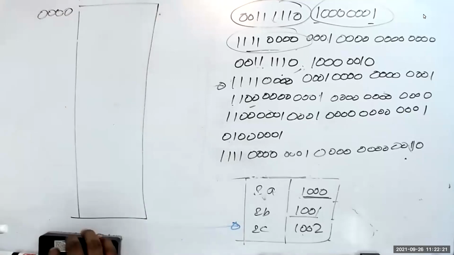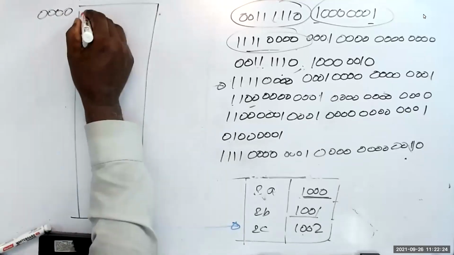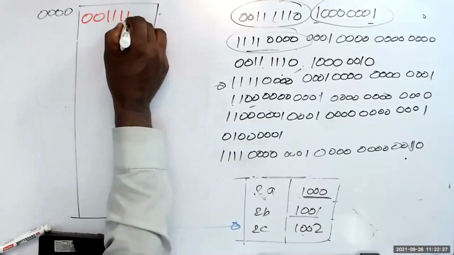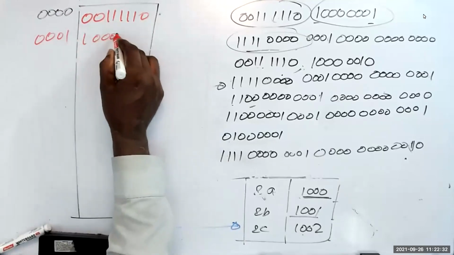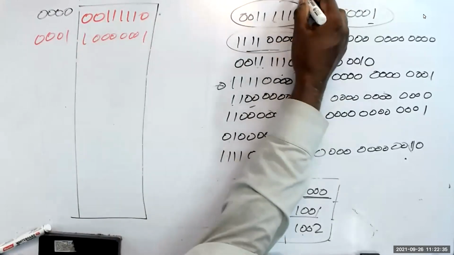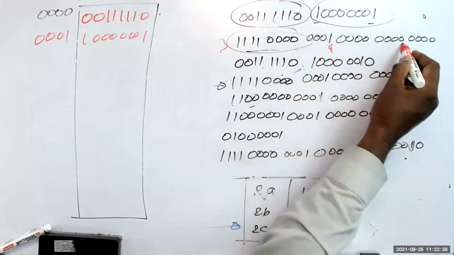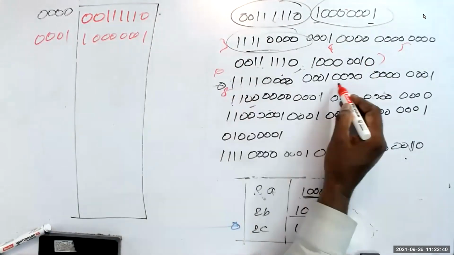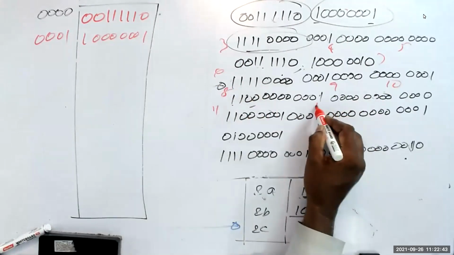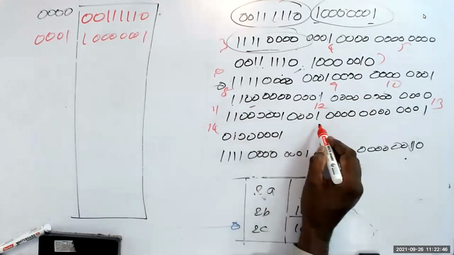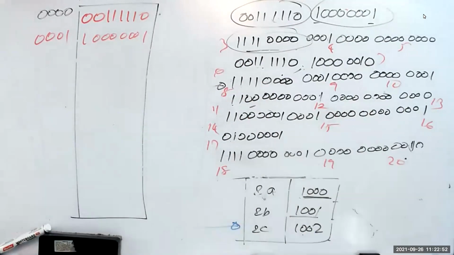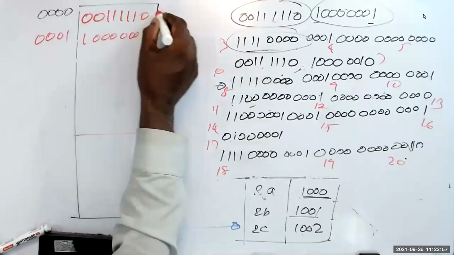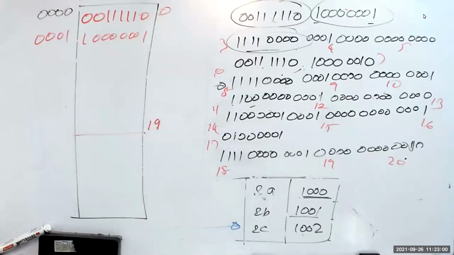So what I stored in 000 is this: 00111110. Then 0001, and I store 10000001. The second one, 3, 4, 5, 6, 7, 8, 9, 10, 11, 12, 13, 14, 15, 16, 17, 18, 19, 20. So now your program is going to occupy 20 bytes, 0 to 19.